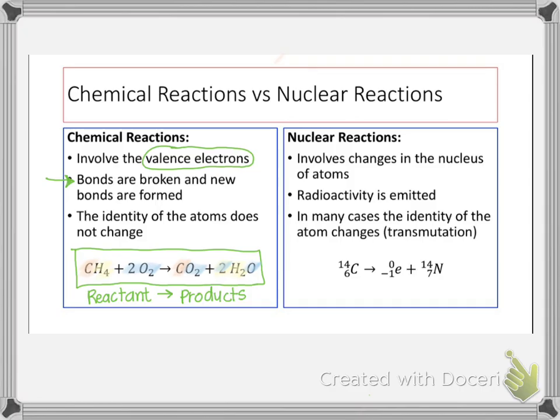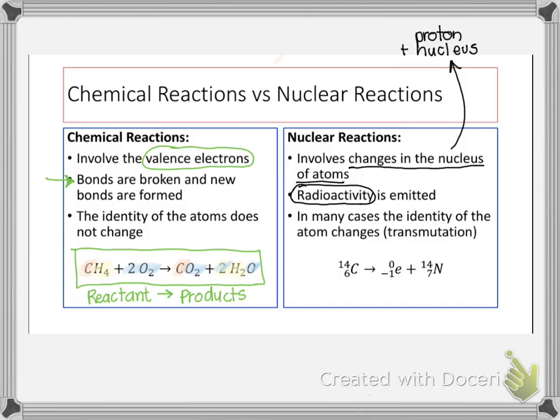It results from changes in the nucleus. Okay, so we're not using valence electrons here. We're talking about what's in the nucleus. And so far from what we know, we always think of the protons and neutrons that are in the nucleus. And we'll talk a little bit more about these changes, but again, valence electrons for chemical reactions, nucleus in nuclear reactions.